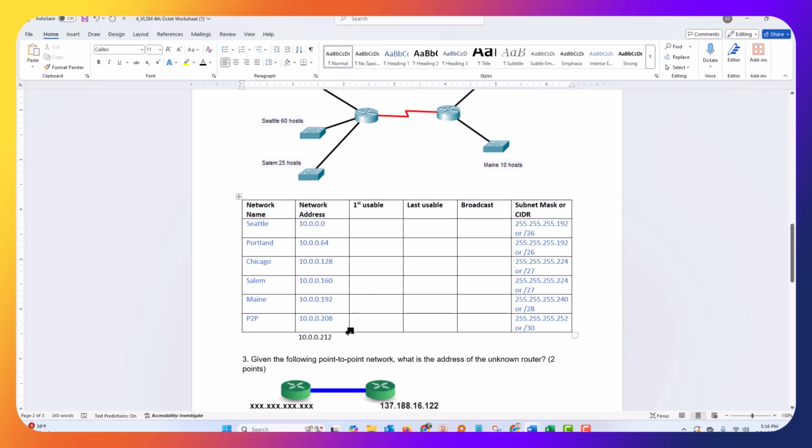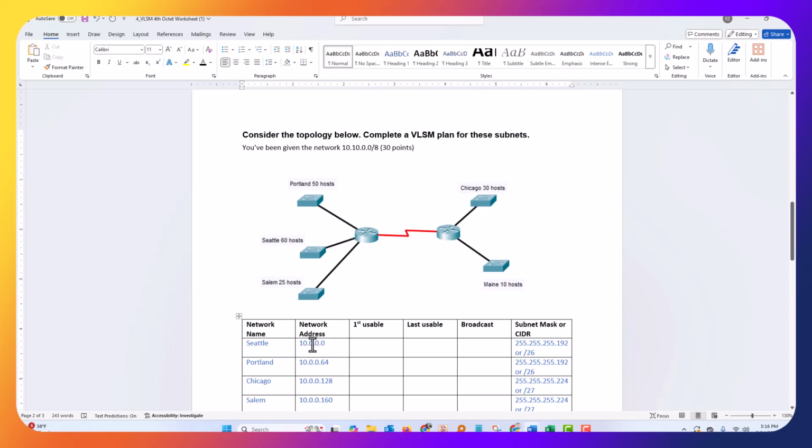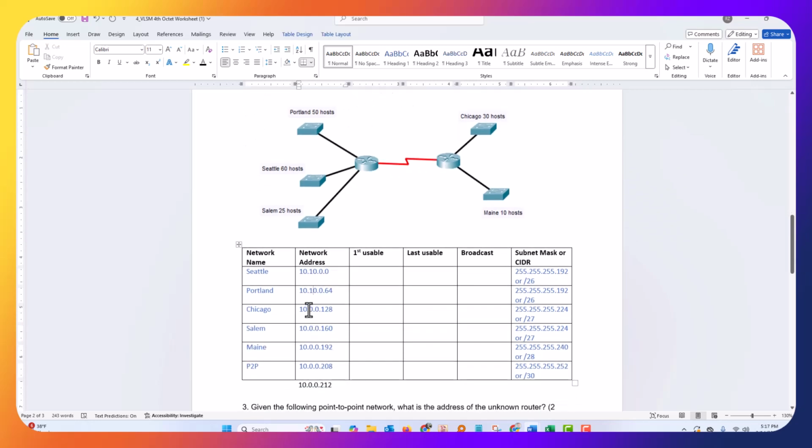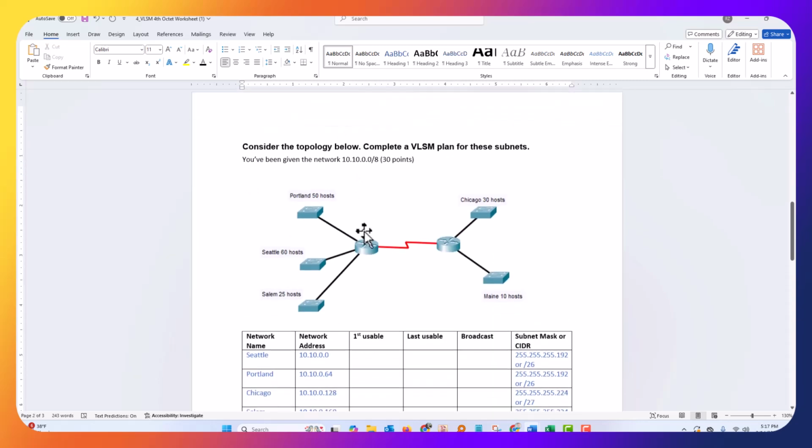All right, that'll give us our broadcast addresses. Let me make sure I did this right. See, I did all these wrong. It should be 10.10.0. All right, that's better. Good thing I checked it.